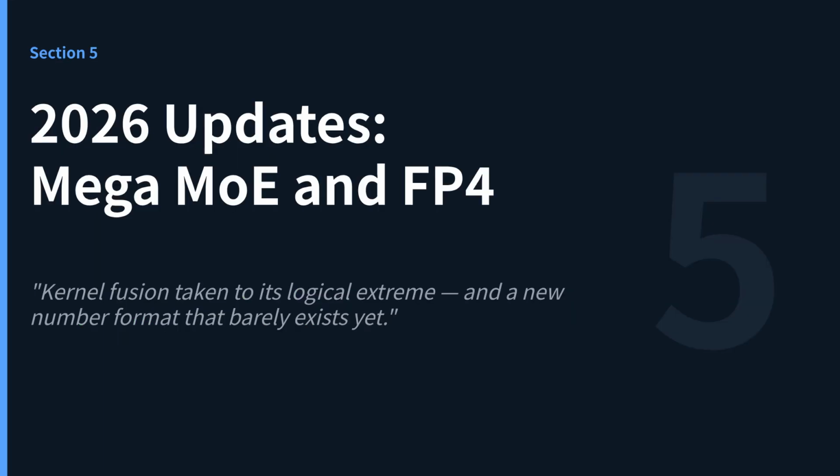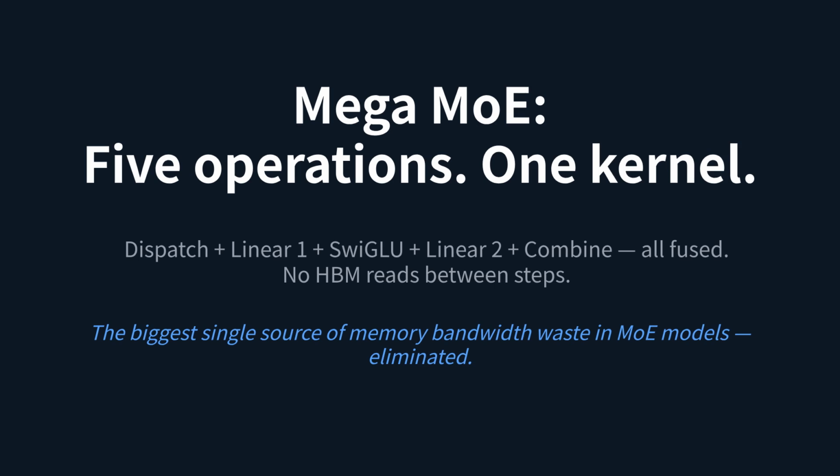Now let's look at what DeepSeek released in early 2026, because these updates take everything we just discussed to a completely new level. Section 5, Mega MoE and FP4. The biggest update in the April 2026 release is called Mega MoE. Previously, a full MoE forward pass involved 5 separate GPU kernel launches: dispatch tokens to experts, run the first linear layer, apply SwiGLU activation, run the second linear layer, then combine results.